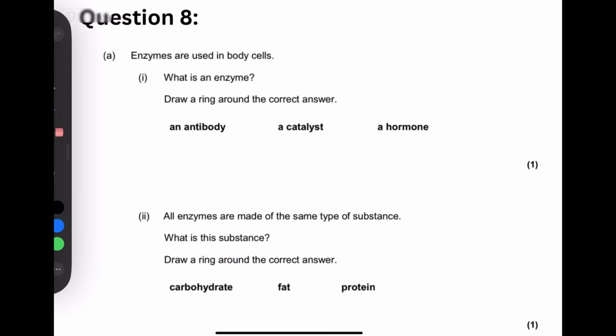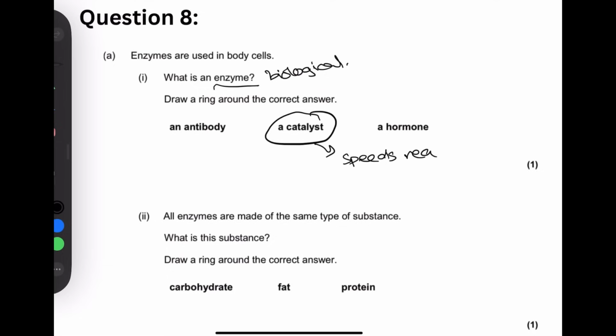Question 8. Enzymes are used in body cells. What is an enzyme? So draw a ring around the correct answer. So here, an enzyme is a catalyst. What is a catalyst? It is a biological catalyst. So what is a catalyst? It speeds up the reaction of anything without actually being used up. And that is what an enzyme does. It speeds up the reaction. It allows protein to be made. And it's like the lock and key theory as well.